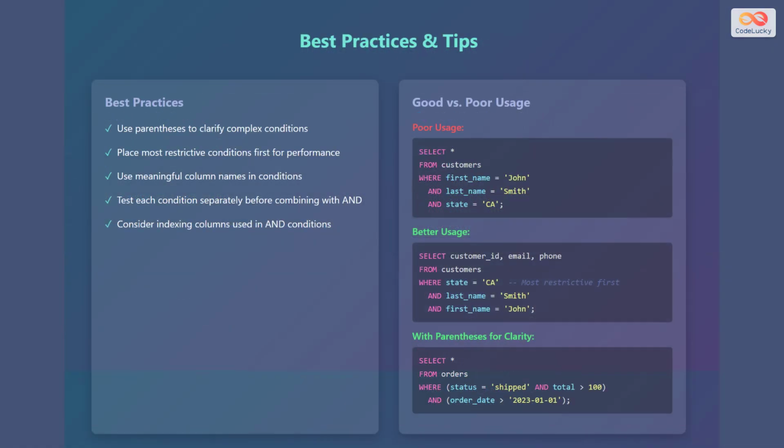Here are some best practices to keep in mind when using the SQL AND operator. Use parentheses to clarify complex conditions. Place the most restrictive conditions first for better performance. Use meaningful column names in your conditions. Test each condition separately before combining them with the AND operator. And consider indexing columns used in AND conditions to speed up query performance. As you can see in the slide, better usage uses the state column first since it is the most restrictive condition, whereas poor usage uses first name column first.